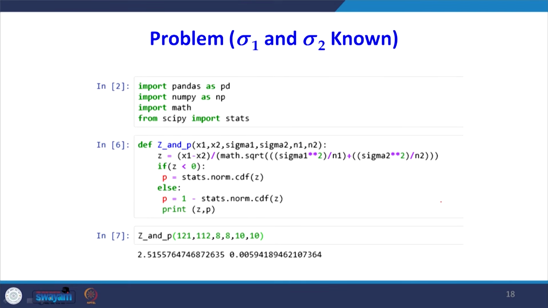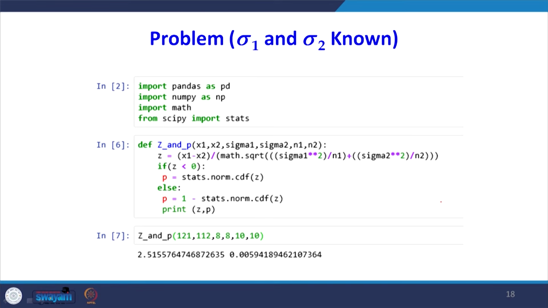So, we have written Python code for this. First, import pandas as pd, import numpy as np, import math, from scipy import stats. We are going to define a function, def, that is the standard syntax, z underscore and underscore p. The variables which we are going to take are x1, x2, sigma 1, sigma 2, n1, n2 with the usual notations. Then we will find out the z value. Z value is x1 minus x2 divided by square root of sigma 1 square by n1 plus sigma 2 square by n2.